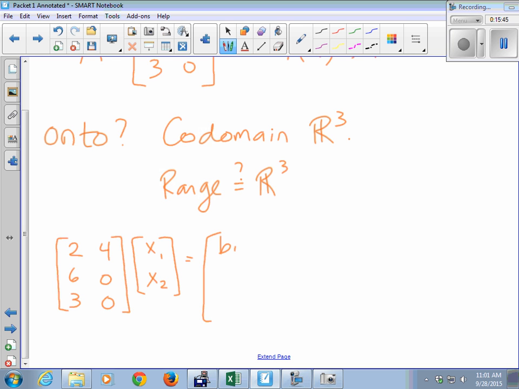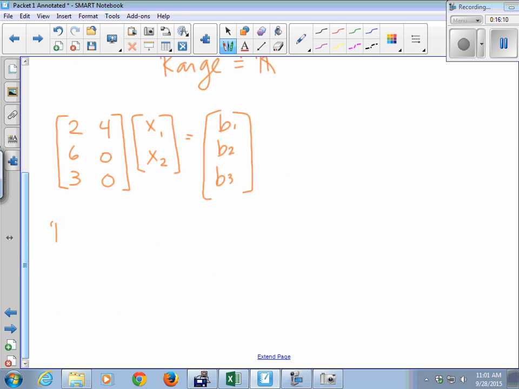So what I'm going to do is use a generic B1, B2, B3 and see if I get a solution here. So for any B1, B2, B3, is this consistent? Have I asked you this question before? Yes, when I was talking about spanning the columns of a matrix. So I'm asking, do the columns of this matrix span R3? That's another way of asking this question. Do columns of A span R3? And what do you look for when you're trying to answer this question? A pivot in every row.